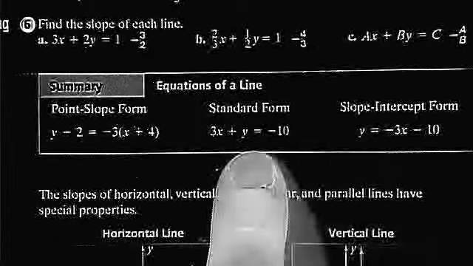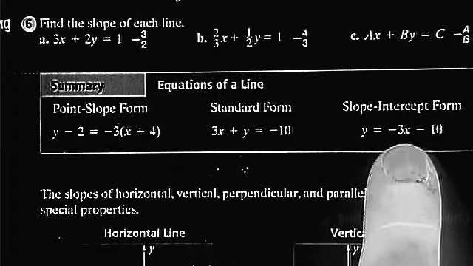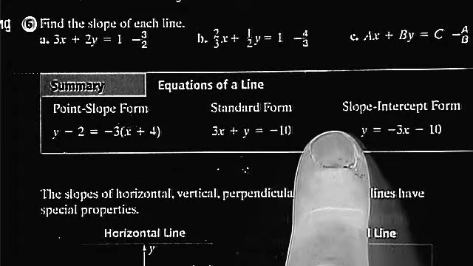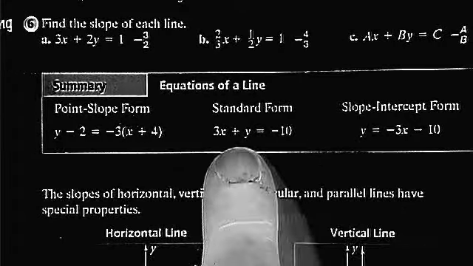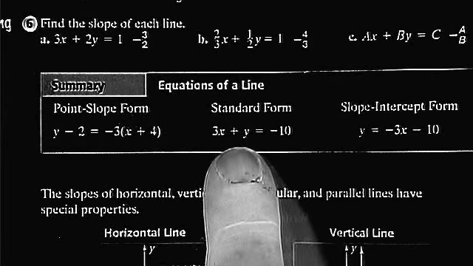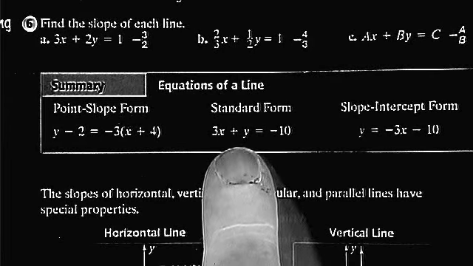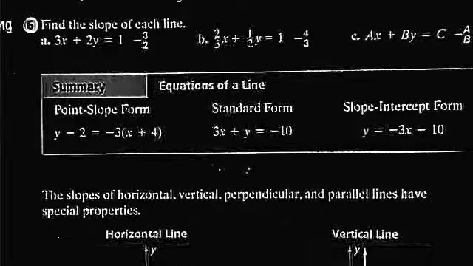And then the standard form is pretty easy to get to because you just move the x term over to the same side as the y term. Okay? And as long as x and y are on the same side, then you have what's called standard form.